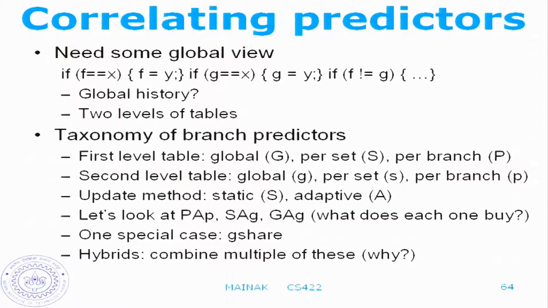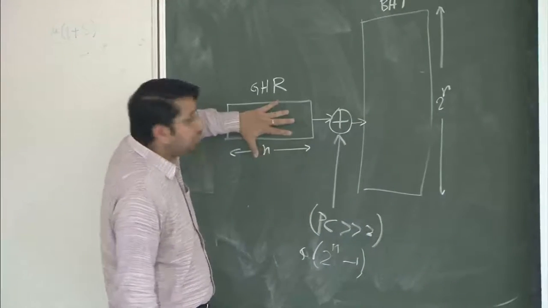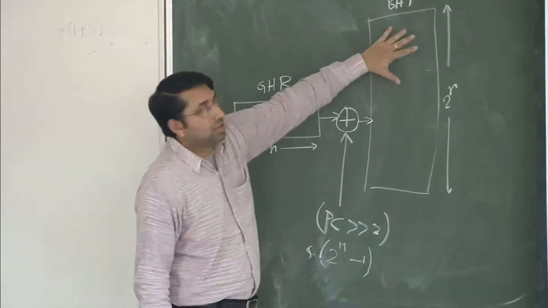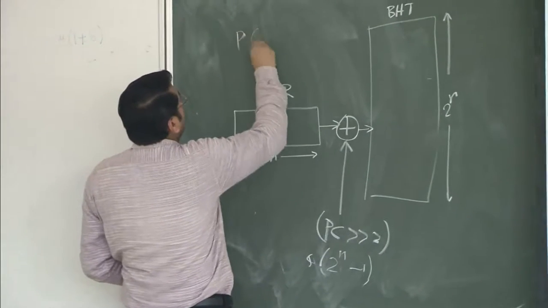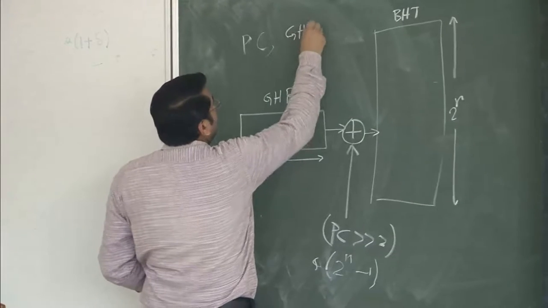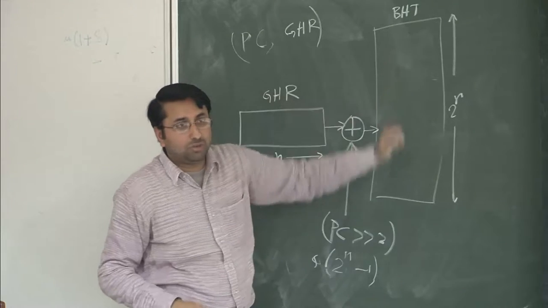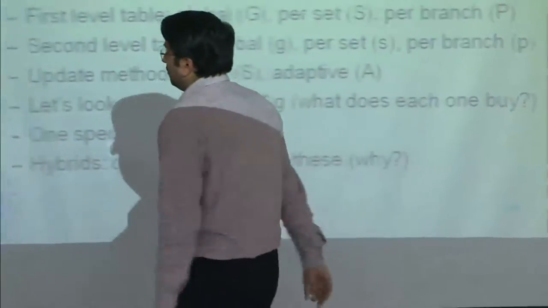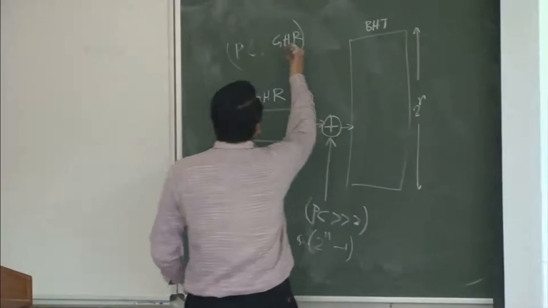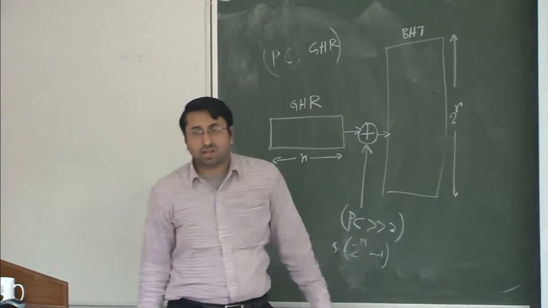The hope is that a particular branch, when it sees a particular history, will get a particular different entry. So essentially, I'm trying to map this tuple, PC and GHR, onto these counters. The hope is that each different pair will get a different counter. Of course, I could do other things, like I could concatenate these two, but my table would become gigantic. So I have to come up with some function.